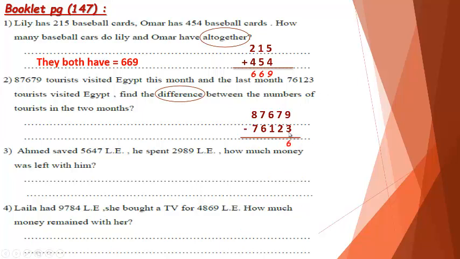I'm going to write the two numbers and start subtracting. 9 minus 3 equals 6. 7 minus 2 equals 5. 6 minus 1 equals 5. 7 minus 6 equals 1. And 8 minus 7 equals 1. So the difference between the two numbers equals 11,556.